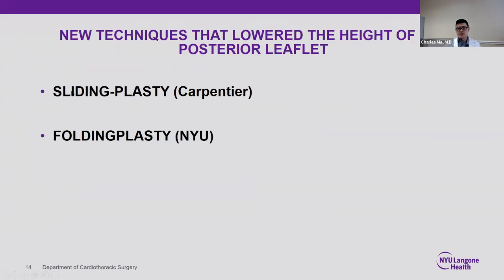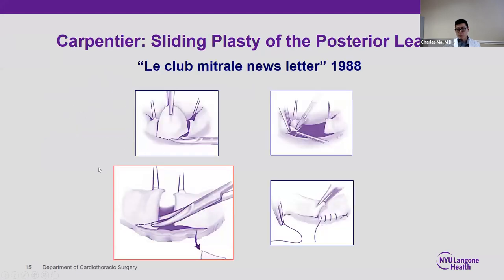But Carpentier in France realized that he was experiencing the same set of problems in a small percentage of his patients postoperatively, and he developed his own technique of countering that. This was the technique Carpentier developed to account for this tall posterior leaflet. In addition to resecting the prolapsing segment of the mitral valve, he would take an additional segment of P1 and P2, do a height reduction, and then sew it back up. That was his modification of his repair.